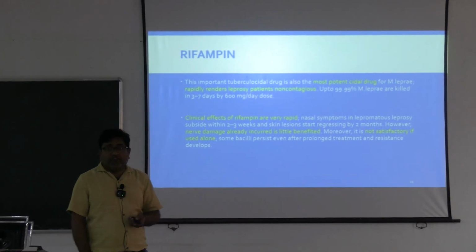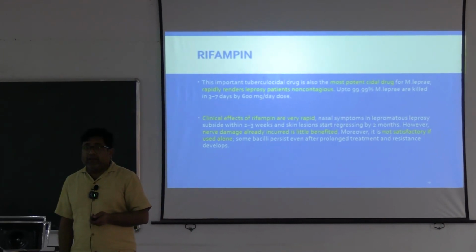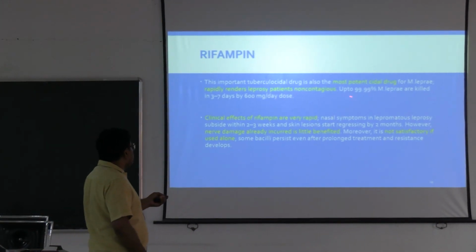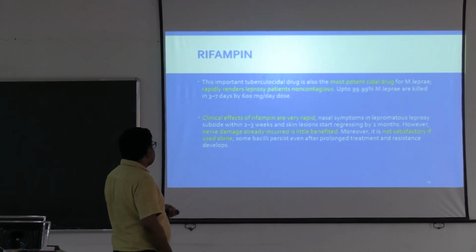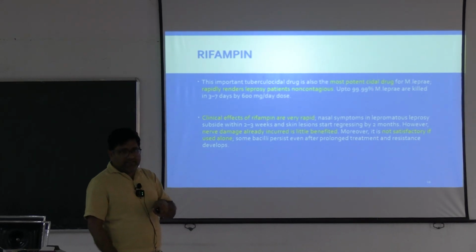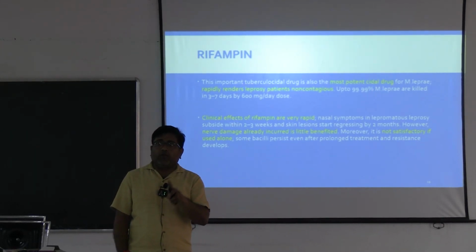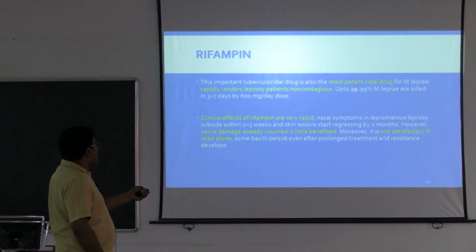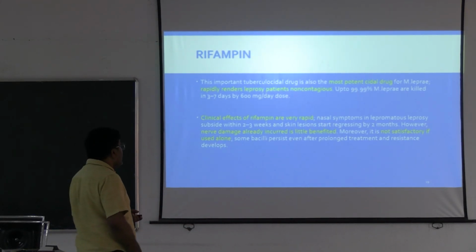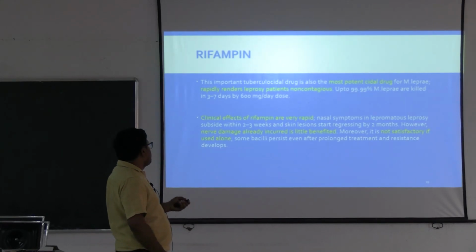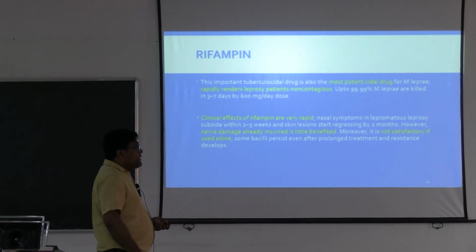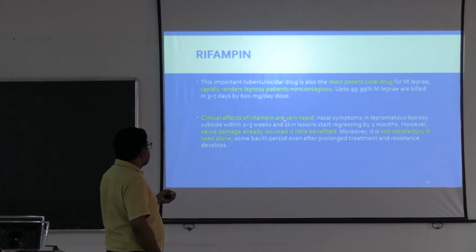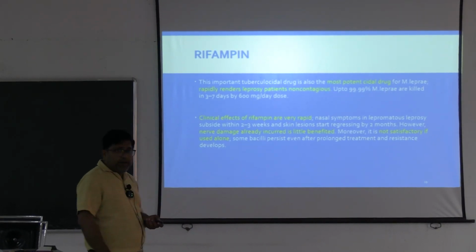Coming to rifampicin. Rifampicin is basically a leprocidal drug. It is the most potent cidal drug. It rapidly renders leprotic patients non-contagious within a few days. Up to 99.99% of M. leprae are killed in 3 to 7 days by a dose of 600 mg per day. Clinical effects of rifampicin are very rapid.